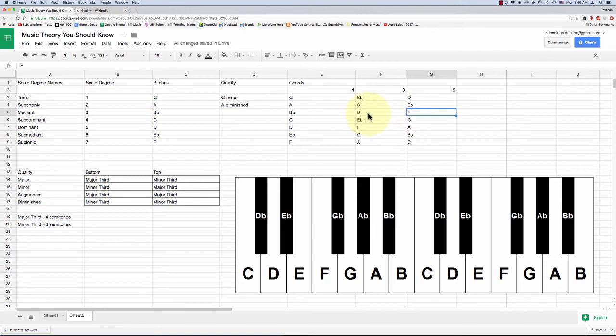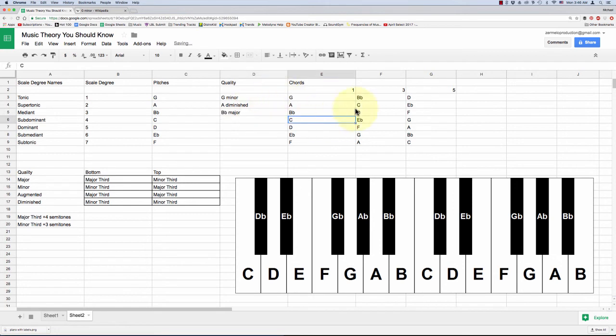What about the top interval? So we have D to F. So here's D, here's F. 1, 2, 3. That's plus 3 semitones, which is going to be a minor third. So we have a minor third in the top interval, a major third in the bottom interval, all right? And so that's going to be a major chord. So we have B flat major.